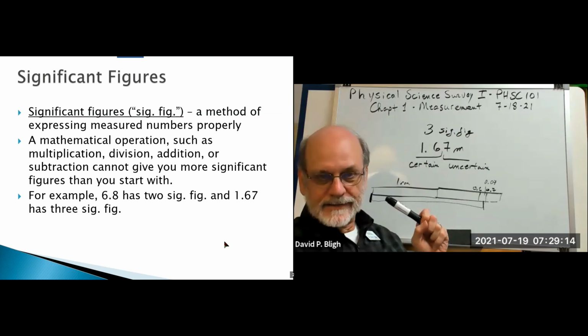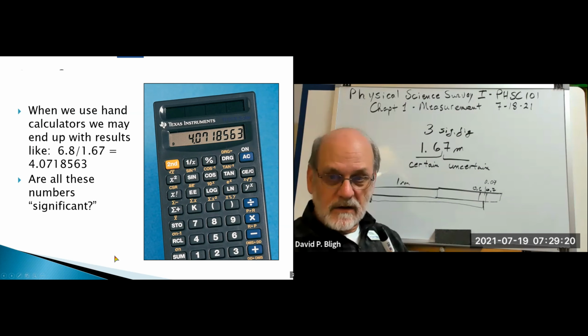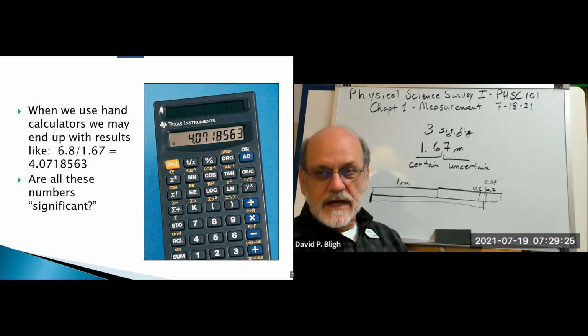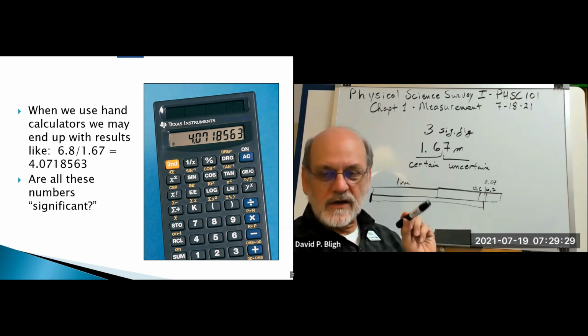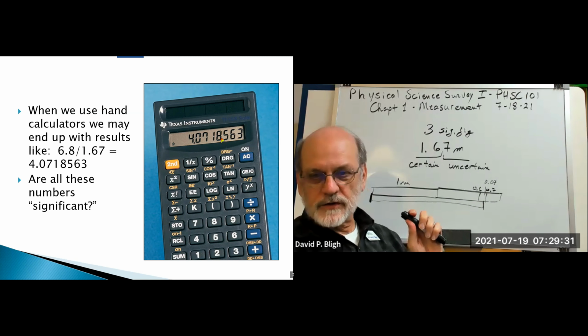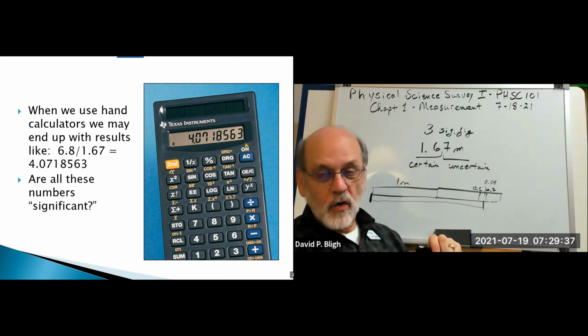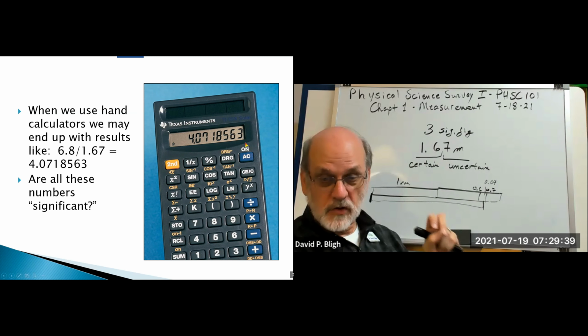This is important because when you use your calculator, the calculator doesn't know significant figures. It gives you as many decimals as you ask for. So if you have your calculator set up to give you 1, 2, 3, 4, 5, 6, 7 decimals, it's going to give them to you. It doesn't know how many significant figures you're supposed to get in your answer. It just gives you everything.